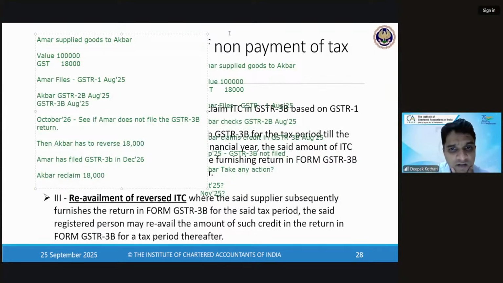So we can reverse in November also, as it is mentioned in the book. November is the month wherein we file the return for October. So basically they're saying when you file the October return, that time you have to reverse it. Because November returns you will file in December. That is not the intention. The intention is you have to reverse it in the month of November itself.